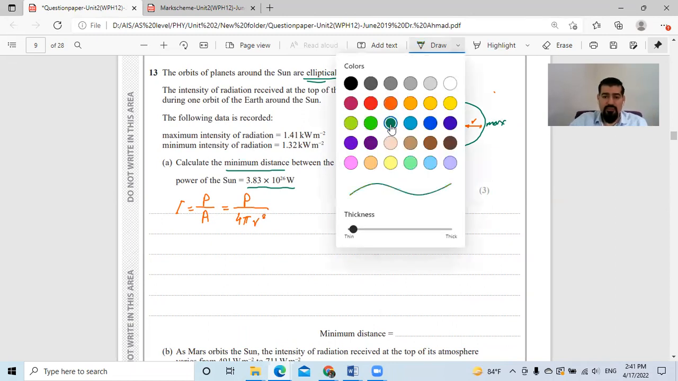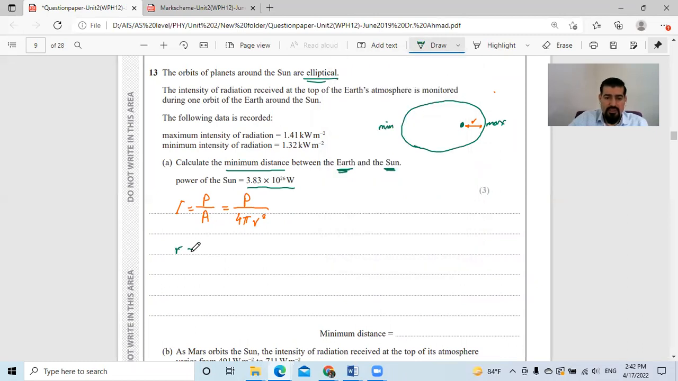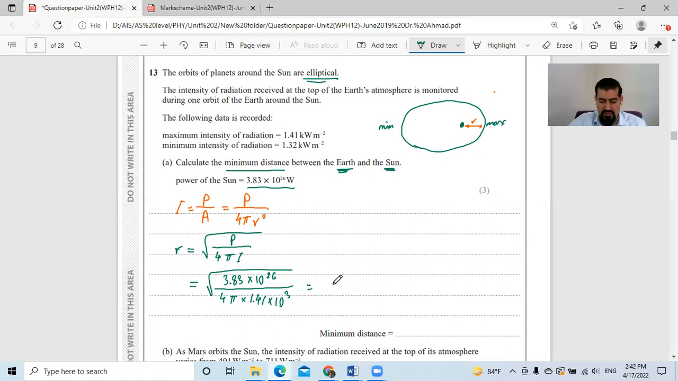So we will substitute the values here to find how much R is. R equals the square root of P over 4 pi I. I make it the subject of the formula, then substitute the values: 3.83 times 10 to the power of 26 divided by 4 pi multiplied by the maximum intensity, which is 1.41, and they said kilo, that means times 10 to the power of 3. By using these calculations, I will find that the answer is 1.47 times 10 to the power of 11 meters.